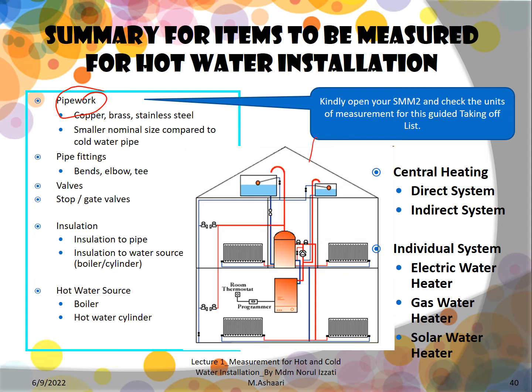Okay, this is the example where you can see both the blue color are the pipe work for the water supply, cold water supply. The red color are the pipe work for hot water supply. Okay. So if you refer back to the item that you have to measure, the pipe work has to be measured in meter, but maybe the material is different. Definitely, you cannot use your PVC pipe for the hot water system. You may need to use copper or maybe stainless steel or maybe the brass pipe work system.